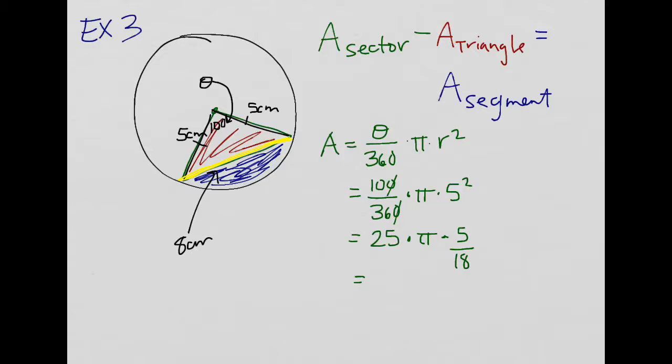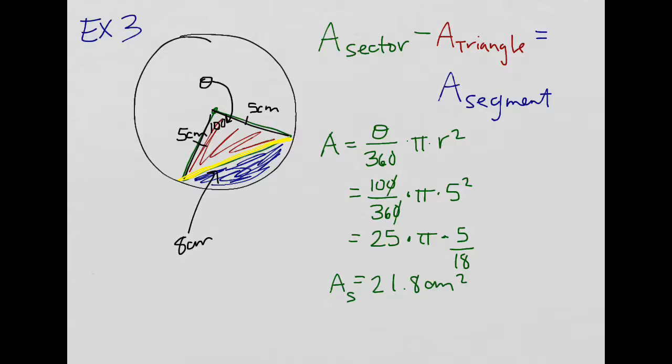Okay, so I'm going to put in 25 times pi times 5/18. You can also, if you want, divide 5 by 18 first, and then hit enter on your calculator. Okay, where's my pi button? There we go. But it's up to you. Okay, so 25 times pi times 5/18 is going to come out to 21.8 centimeters squared for my area of my sector.